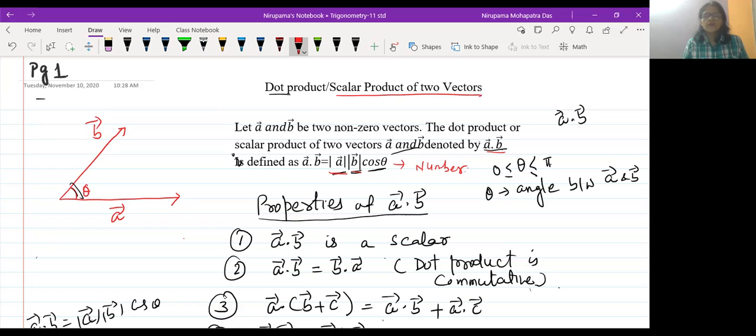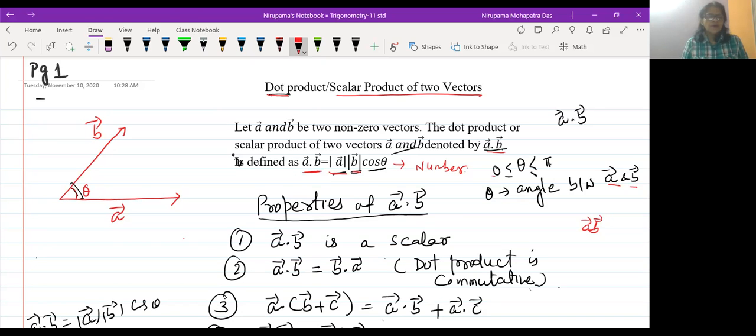Now, to denote this, we use a prominent dot here, A dot B. We have to write it like this. Because of the presence of the dot, we call it dot product. That's why the name dot product or scalar product. Now, theta is what? Theta is the angle between vector A and vector B, and theta is between 0 and pi. It means it can be an acute angle or an obtuse angle, and also it can be 0, it can be pi also.